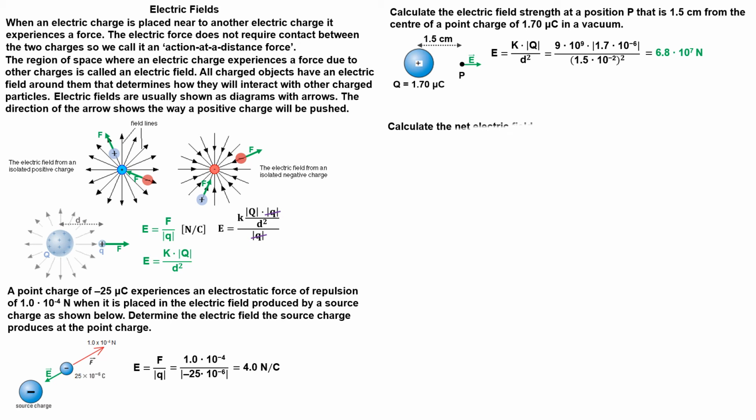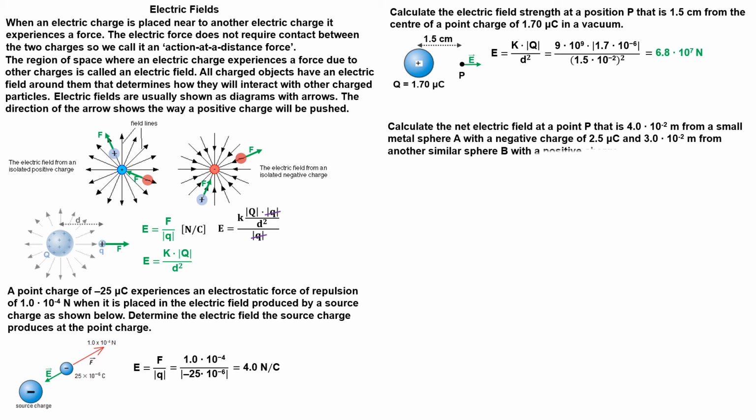Calculate the net electric field at a point P that is 4 times 10 to the power of minus 2 meters from a small metal sphere A with a negative charge of 2.5 microcoulombs and 3 times 10 to the power of minus 2 meters from another similar sphere B with a positive charge of 1.5 microcoulombs.